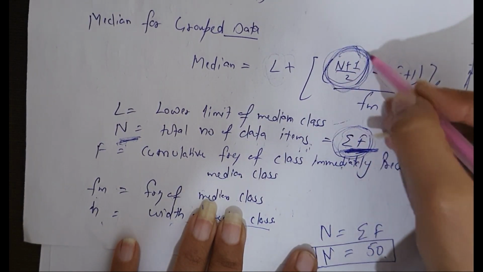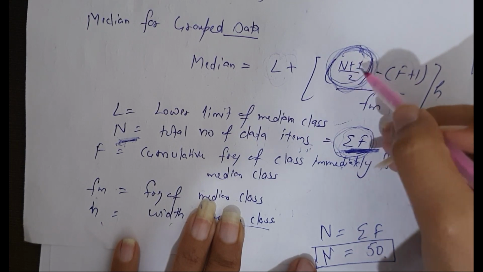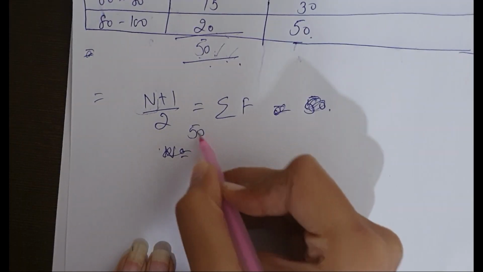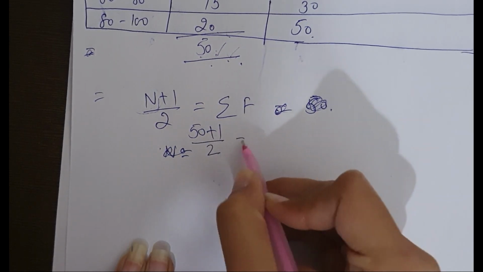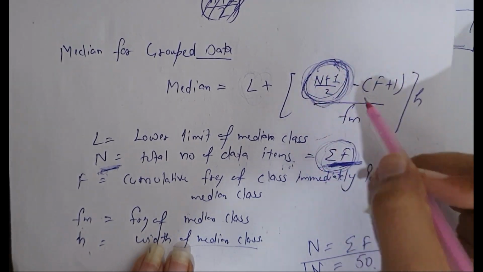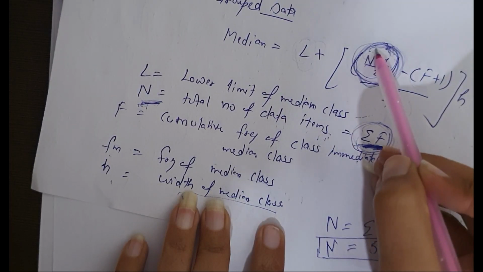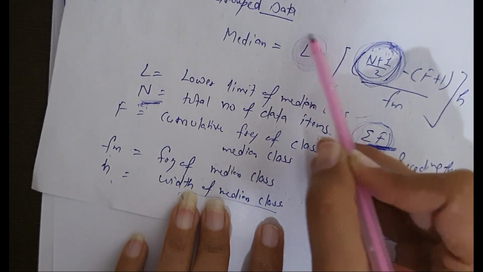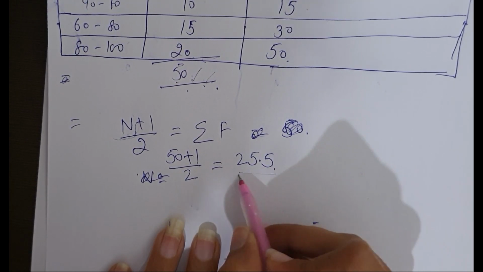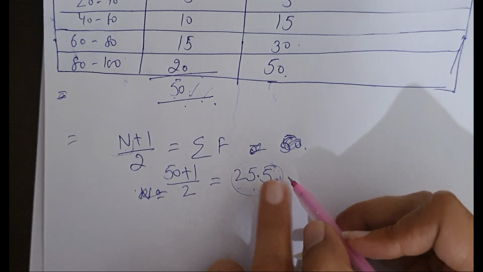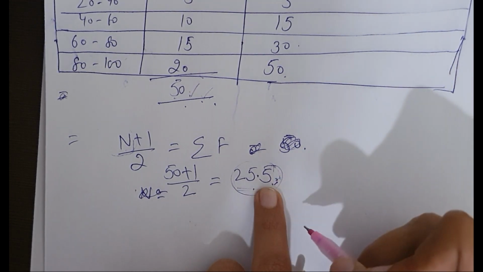Now, it means that we are sorted with this term. That is 50 plus 1 divided by 2. This will come out to be 25.5. Now we got this term. If we get this term, from this term we can find cumulative frequency and then the lower limit of the median class. How do we find it? Now this is 25.5. From this term we can find cumulative frequency. Your cumulative frequency should be immediately greater than this term.